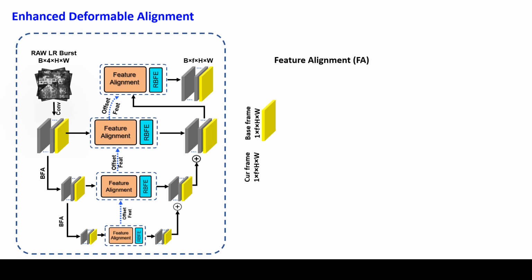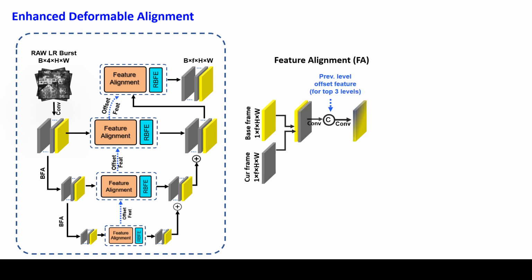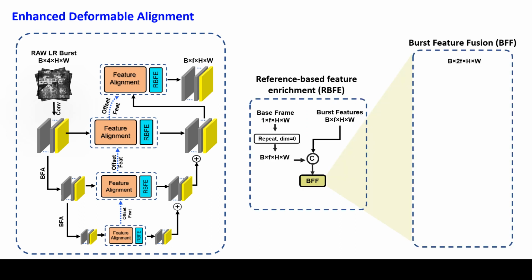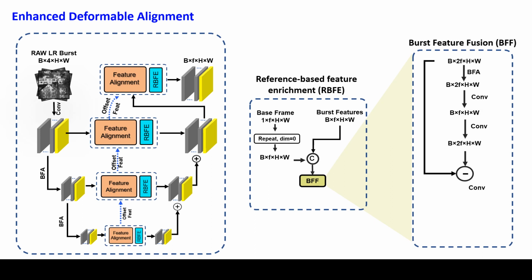Feature alignment module utilizes a modulated deformable convolution to align features of each burst frame to those of the reference frame. To tackle the complex subpixel shifts among frames, we propose the reference-based feature enrichment module. It enables additional interaction of aligned features with the reference frame features to generate consolidated and refined representations. This interactive feature merging is performed via our burst feature fusion unit. It is built upon the principles of feature back projection and squeeze excitation techniques.